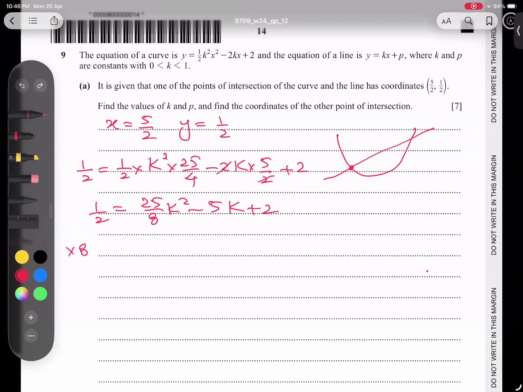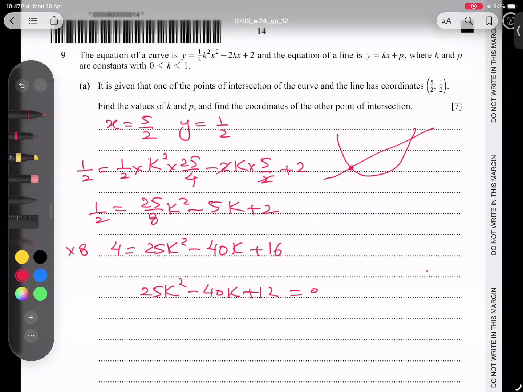Into 8 here, I get 4. Into 8 here, this cancels, we get this. 8 5s are 40k and 8 2s are 16. Now this 4 on this side. So I'm getting here 25k square, negative 40k, and it goes and subtract from there, we get a 12. Now you put equal to 0 here, or you put equal to 0 here, same story.